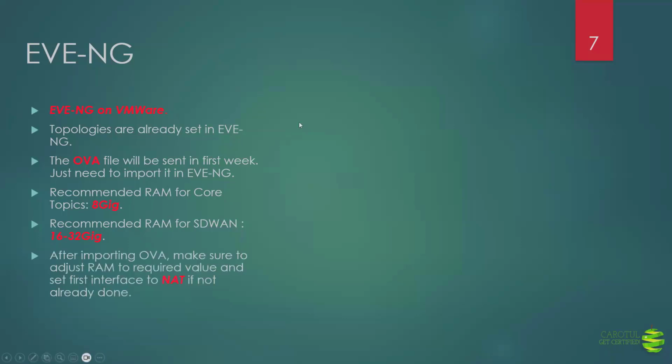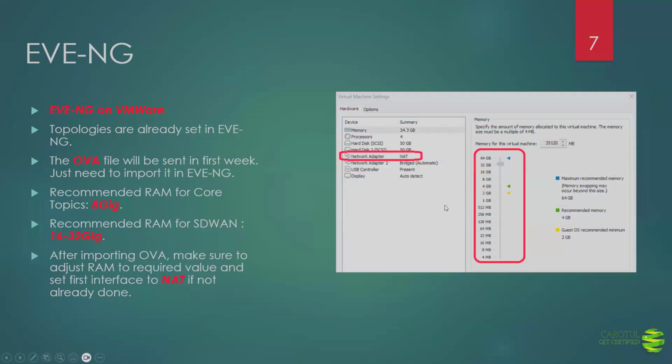One thing though, after importing the OVA, make sure that you adjust the RAM, because I will send you the OVA from my desktop. I might be using different RAM because I have 128 gigs, so I might have given it more. So adjust the RAM and set the first interface to NAT, so that your IP addressing is proper as well. This is something you can see in this example. When you go to the virtual machine settings, make sure that the RAM is set to whatever level you want to set, let's say 8 gig or 16 gig. And network adapter number 1, set it to network address translation. That will be perfect, right?